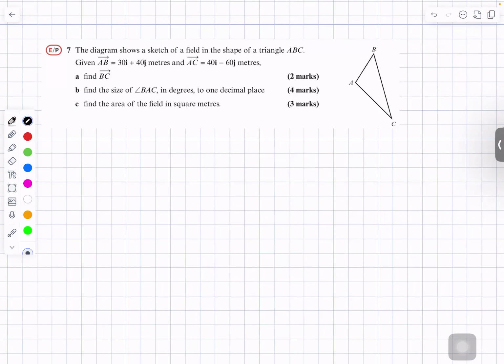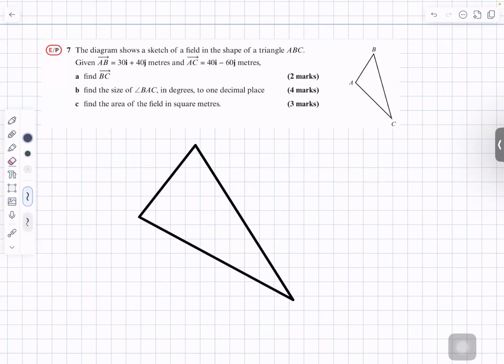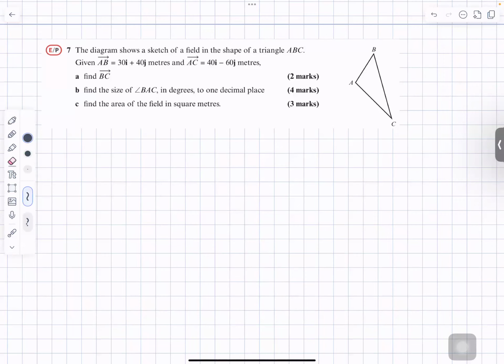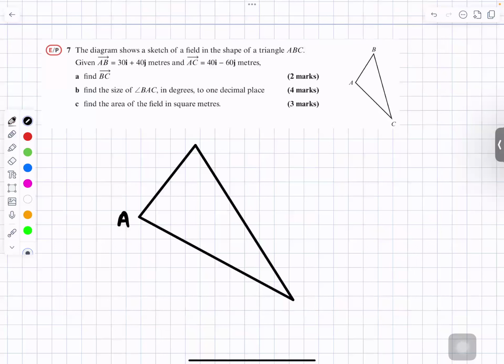It's giving us the diagram, which shows a sketch of a field in the shape of a triangle. So you have a triangle. The first thing is to have confidence about a triangle. A triangle has how many sides? Three sides. And how many angles? Three. So you're either looking for an angle or a side. So that's what we're looking for.